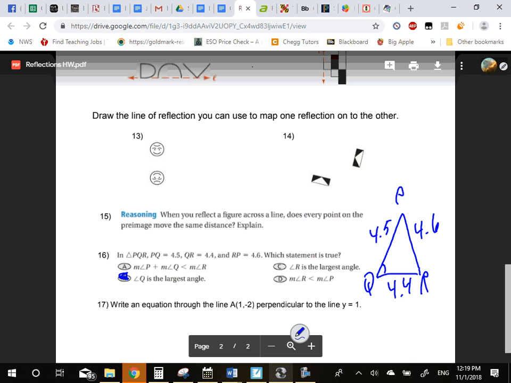But we look at some of these other things. Look at P plus Q is going to be less than R. Doesn't make sense if Q is the bigger one. R is the largest angle. R is across from 4.5, so that's going to be the middle angle, not the largest one. And is R less than P? R is across from 4.5. P is across from 4.4. So that's backwards. It should have been the other way around. So the answer P is going to be our best choice in this case.